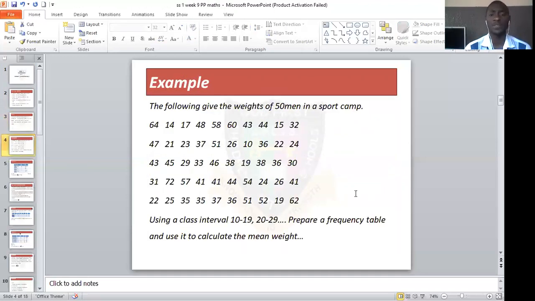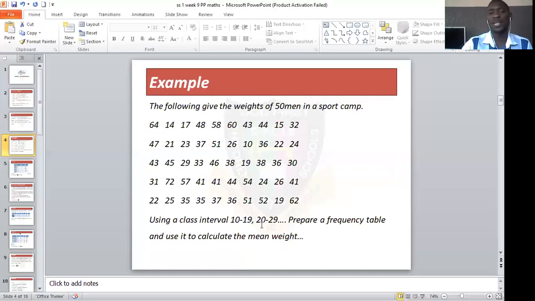The following gives the weight of 50 men. Yes, in a sports column, this is the weight of 50 men. But now look at it very well. Using a class interval, unlike on ungrouped data, you don't just pick each number like 64 and prepare a frequency for it, preparing the 50 individual data given. That's why it is always the advantage of grouped data over ungrouped data. It makes it easier, because taking this data one after the other will be stressful.